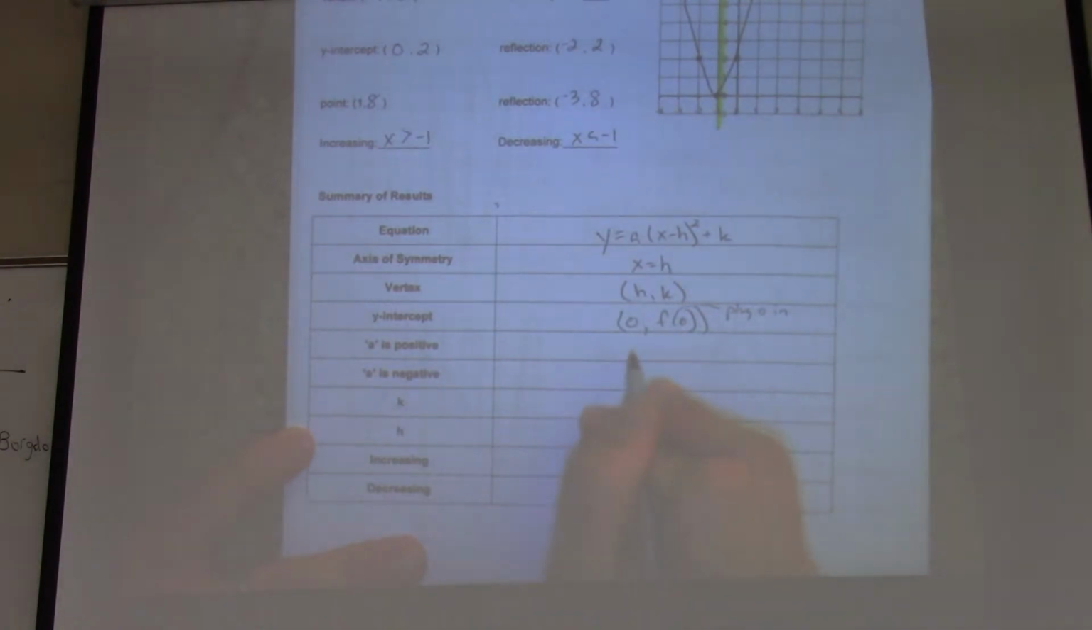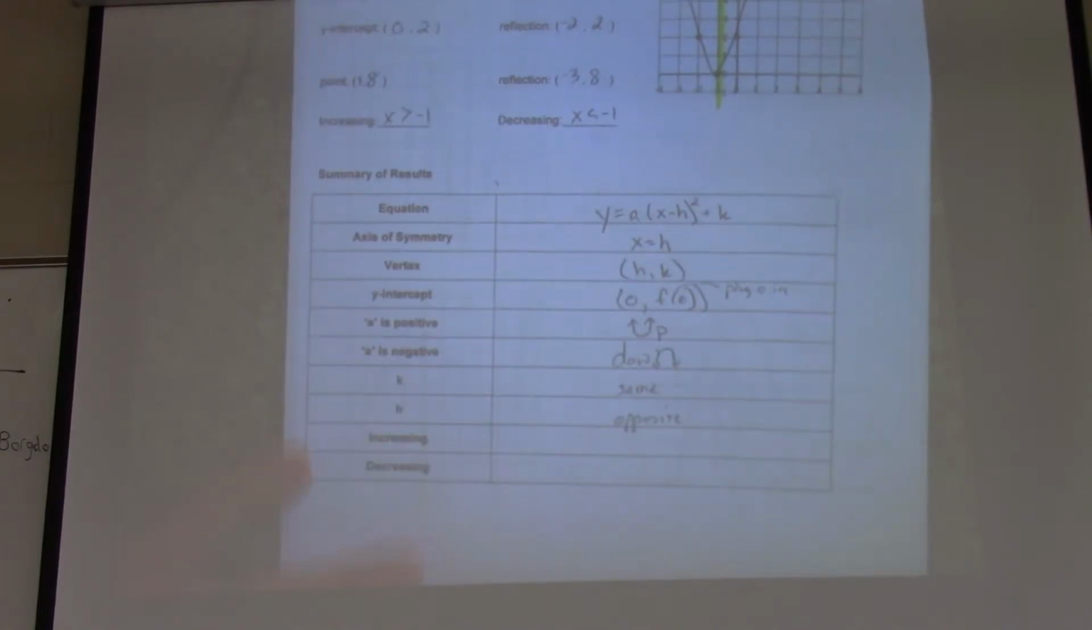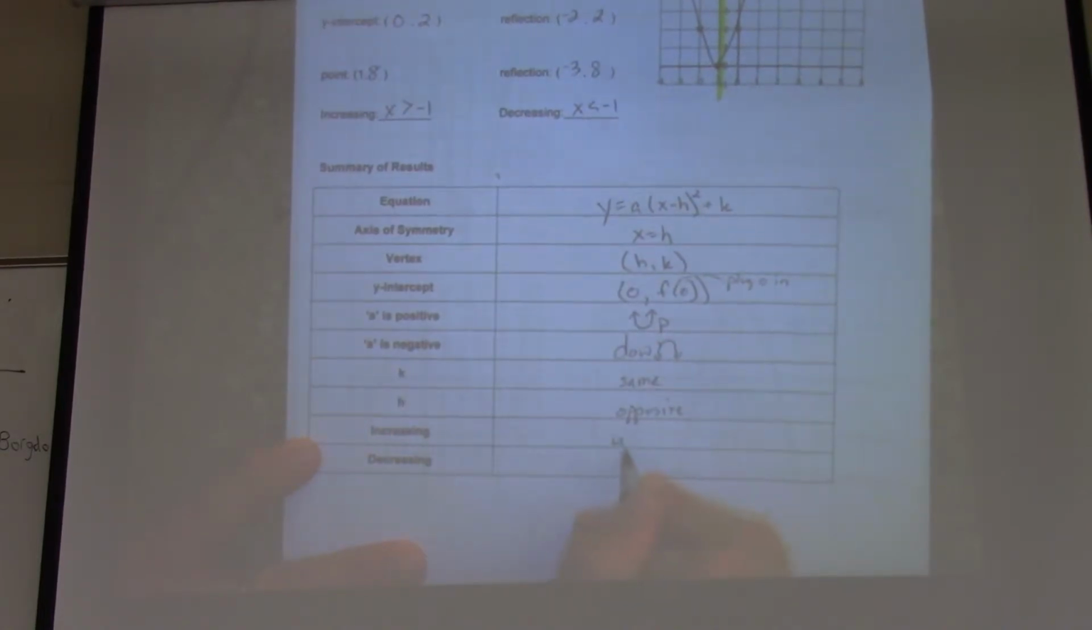When a is positive, it opens up. When a is negative, it opens down. K, we said this before, is the same, and h is the opposite when you think about the points of the vertex. Increasing is very simply uphill, and decreasing is downhill, and that is read from left to right.